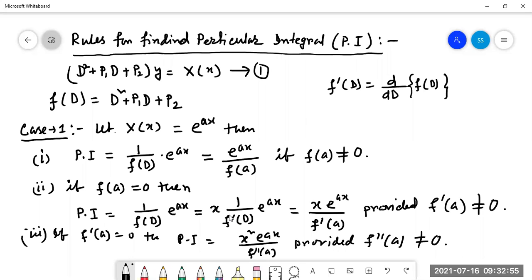Sir, in F of a, instead of D, we have to put a. Here, this is the a. Shall I take an example? Then it will be clear to you people. Yes, sir.